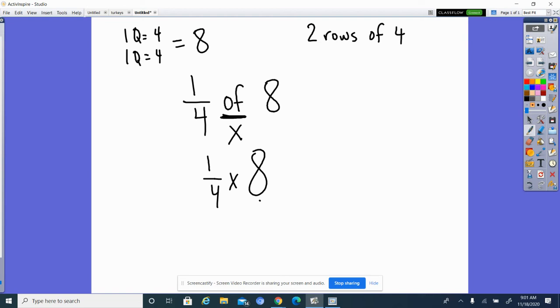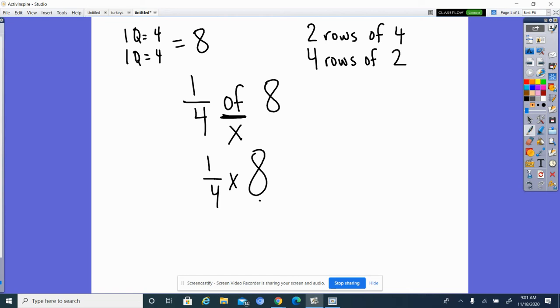1 row of 16. Nope, it's got to have 8 and 4. Total of 8, and it has to have 4 in there. 4 rows of 2? Yes, 4 rows of 2. So we could do either of those models, either of those arrays. Which one would we like to do?